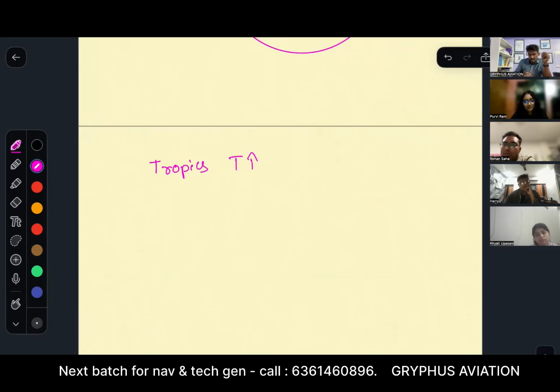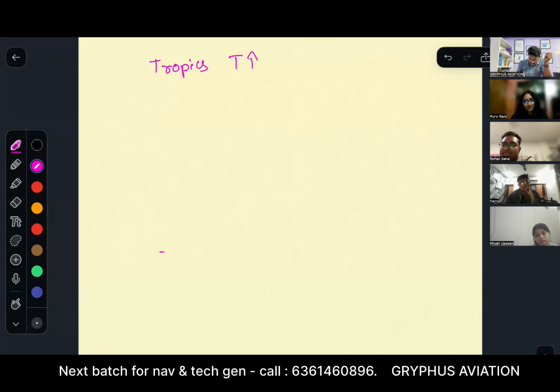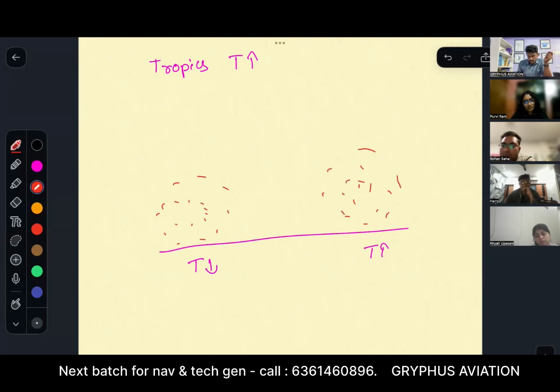Now let's imagine an area, in the same region, let's say, on one side temperature is less. On another side, temperature is higher. Now let's consider air molecules over here. Same quantity of air molecules are there. Imagine this is the same quantity.